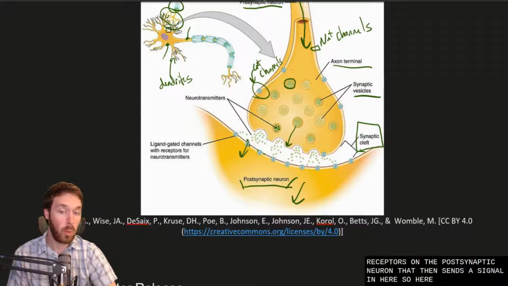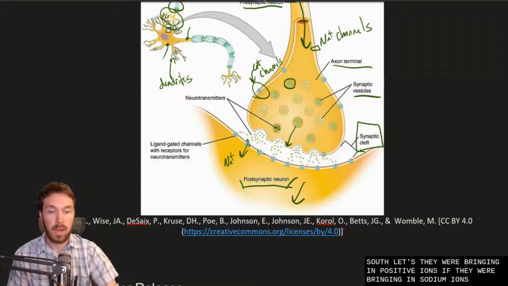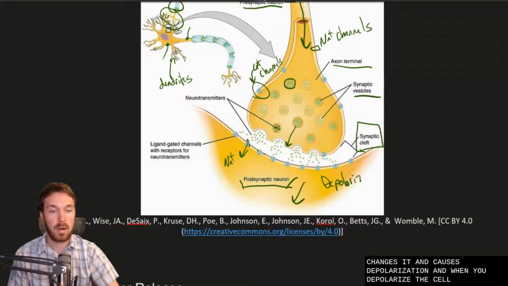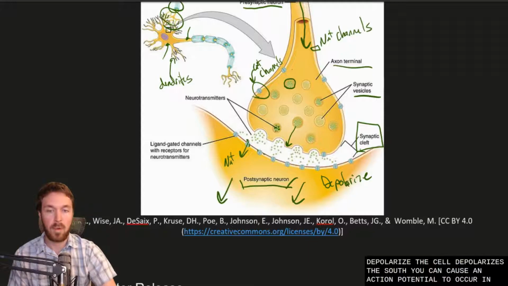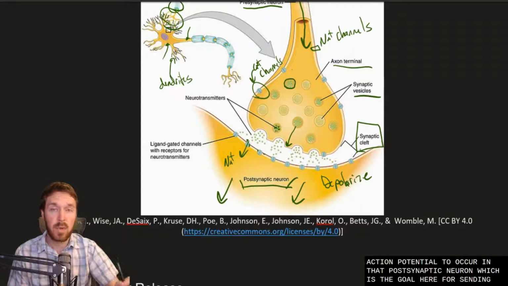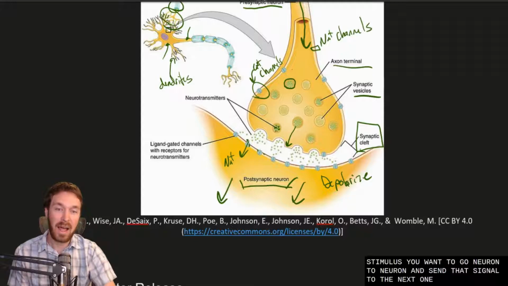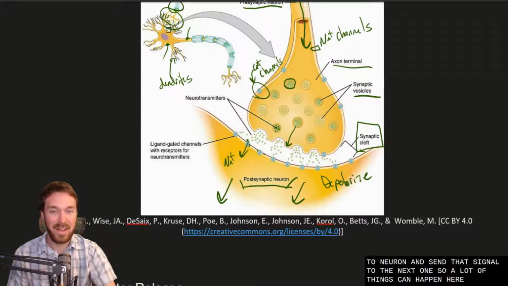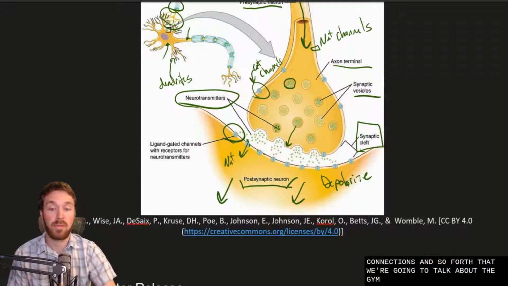That then sends the signal in here, so we are changing the polarization of the next cell. Let's say we're bringing in positive ions, sodium ions. That causes depolarization, and when you depolarize the cell, you can cause an action potential to occur in that postsynaptic neuron, which is the goal here. If you're sending a stimulus, you want to go neuron to neuron and send that signal to the next one. A lot of things can happen here. You can have a lot of different neurotransmitters, different receptors, and different connections, but we're going to be talking about the general theme as we go.